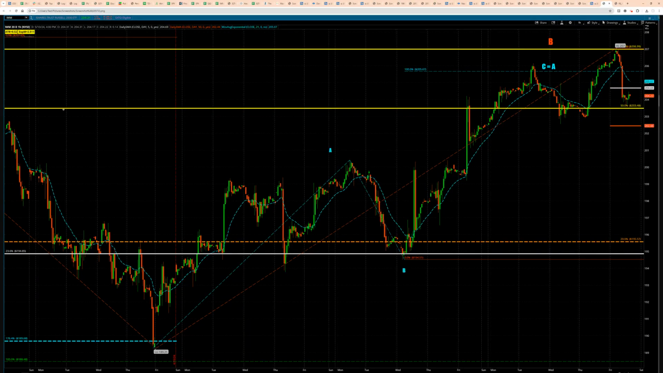Looking at it from an Elliott Wave point of view, looking at it from a chart point of view, ABC, boom, perfect. C equals A, 205.67. Ah, we went to 207. Ba-bam, smashed.